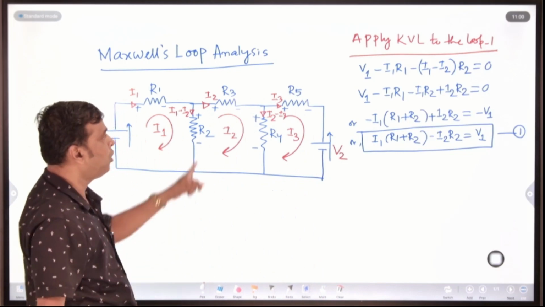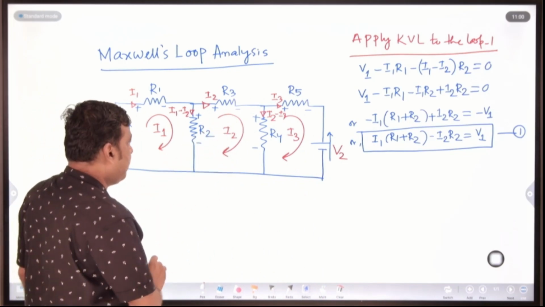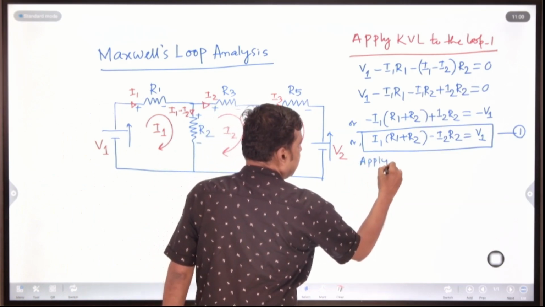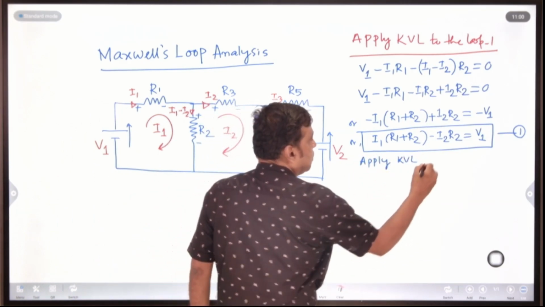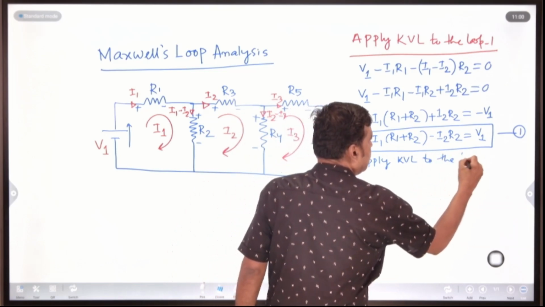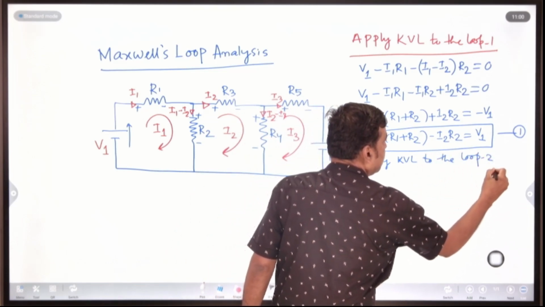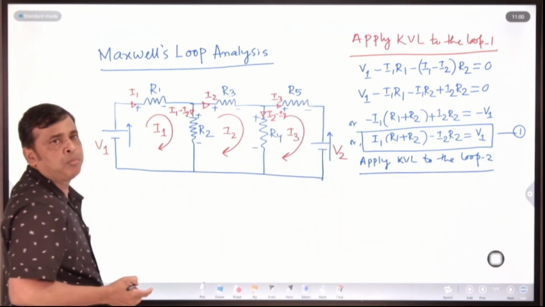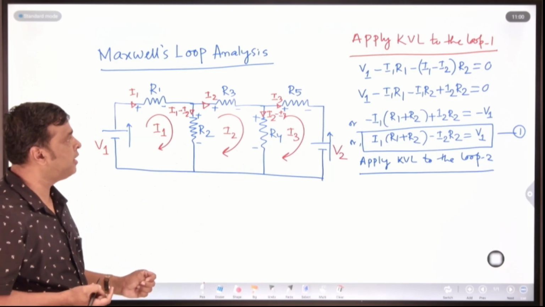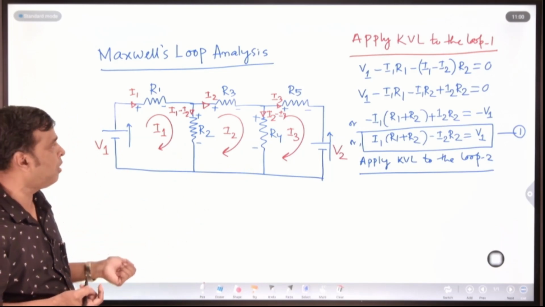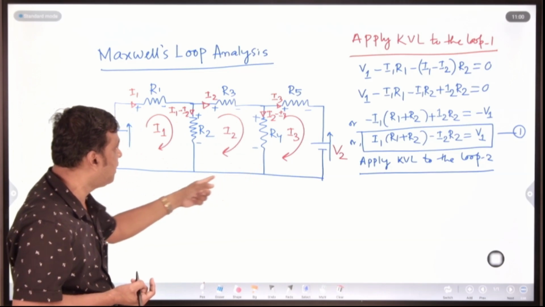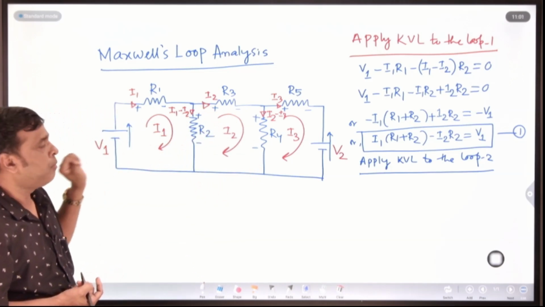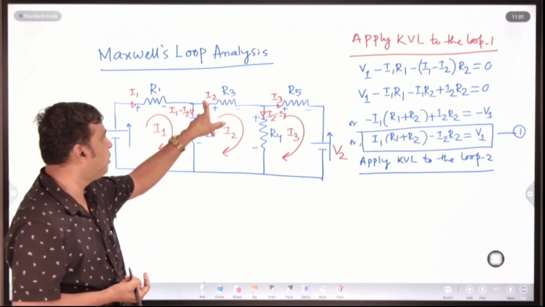Then apply KVL, Kirchhoff's voltage law, to the loop 2 or mesh 2. If you move from plus to minus, consider minus sign; if you move from minus to plus, this will be plus. So the algebraic sum of the potential in a closed loop or mesh is 0. Summation of IR equal to 0 or summation of V equal to 0. If there is a resistance, multiply with current.